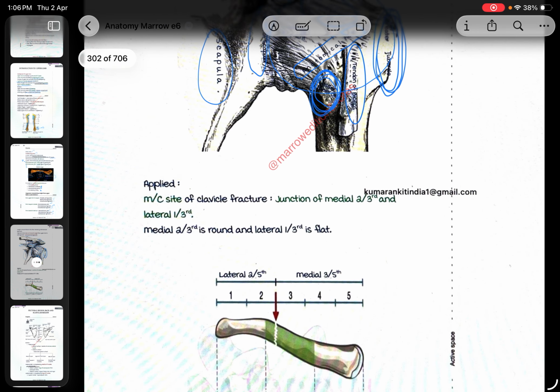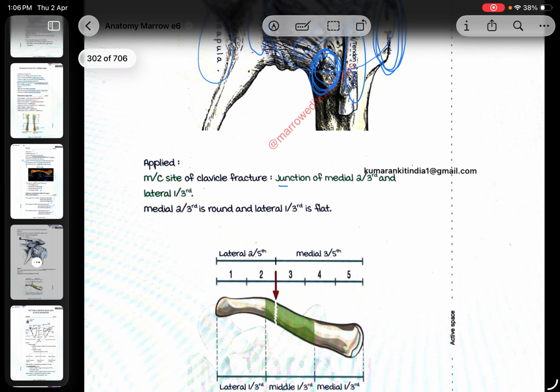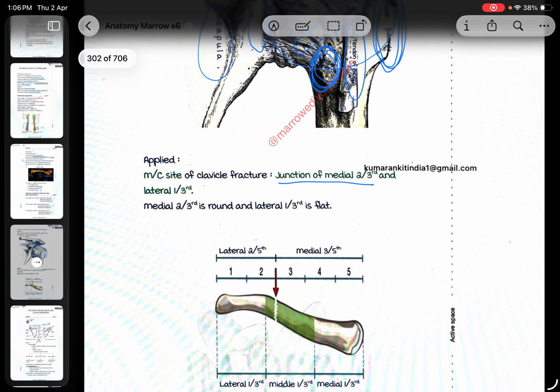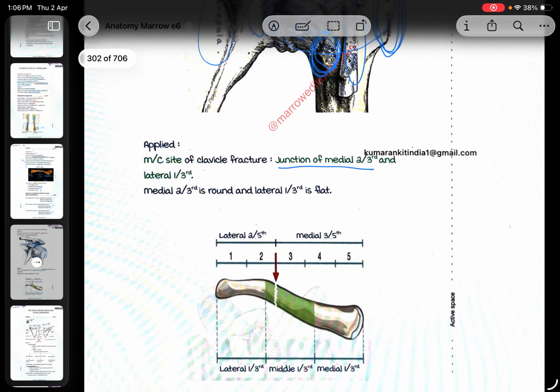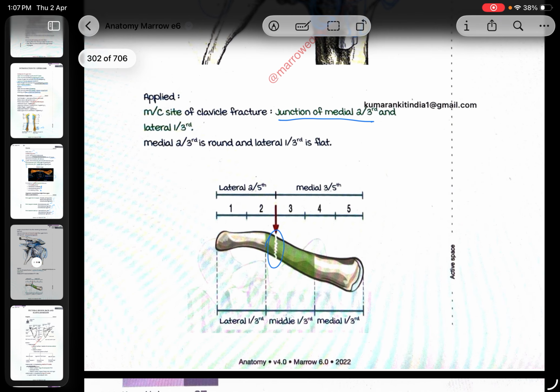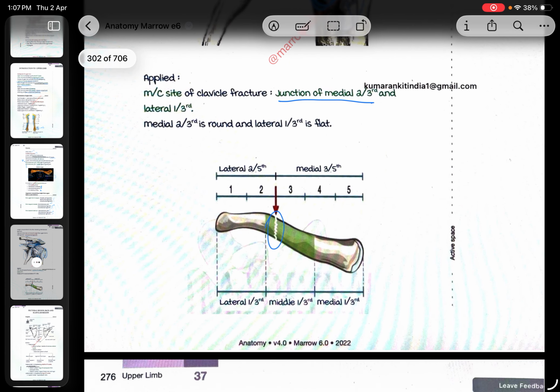So what is the applied anatomy here? The most common site of clavicular fracture is the junction of the medial 2/3 and lateral 1/3. The medial 2/3 is round and the lateral 1/3 is flat. So that's why there is a change in configuration, shape and texture. So this area is more prone to fractures, the junction of lateral 1/3 and medial 2/3. Okay, so thank you so much.